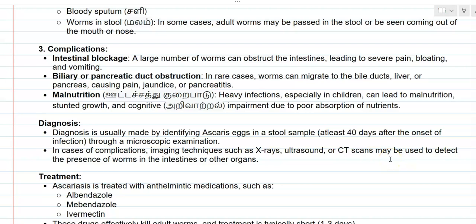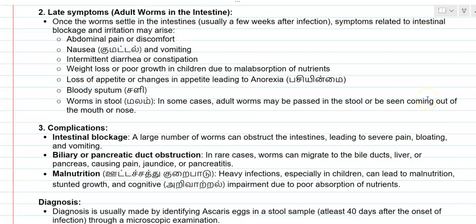Next, we look at the complications. What are the things that happen after this infection? The first one is intestinal blockage. A large number of worms can obstruct the intestines, leading to severe pain, bloating as well as vomiting.